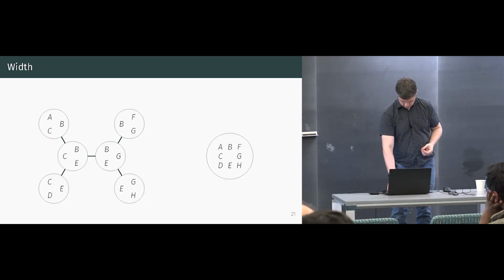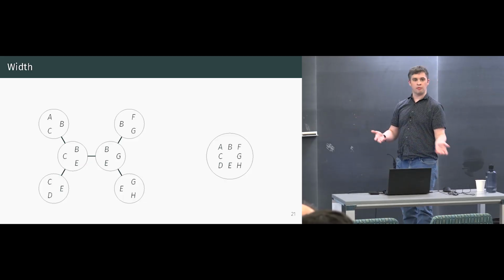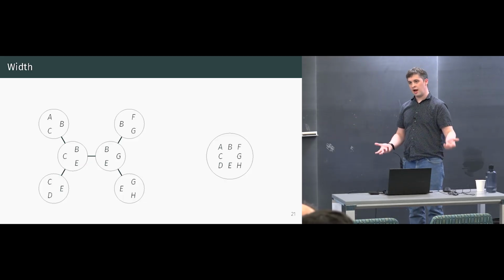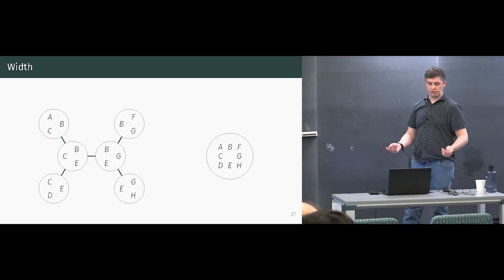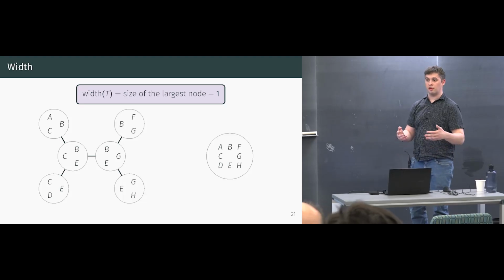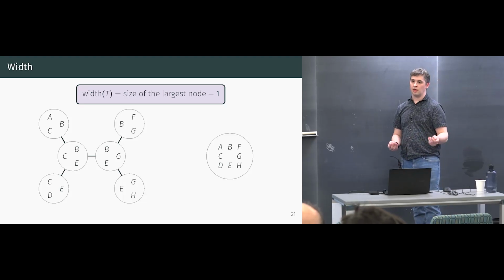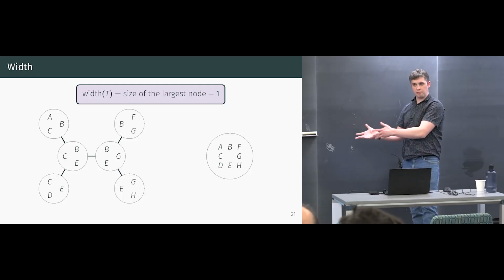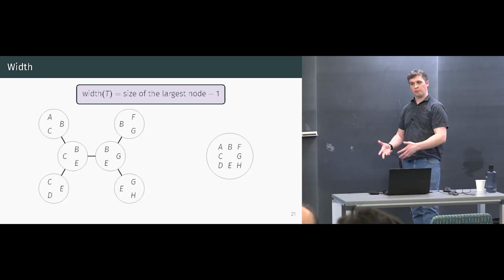But we obviously prefer the one on the left to the one on the right. It tells us more about the graph, it's just generally more interesting. And one of the ways we formalize this is with the width of the tree decomposition, which is defined to be the size of the largest node, the number of vertices in it, minus 1. Minus 1 is for annoying historical reasons. In my opinion, it's a bit of a mistake, makes everything a little more awkward, but we're stuck with it.